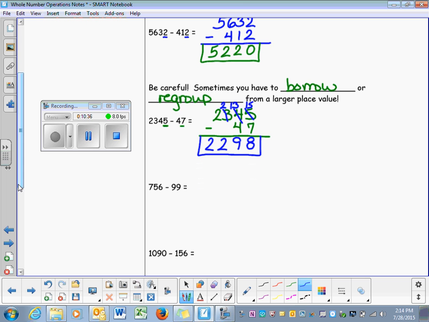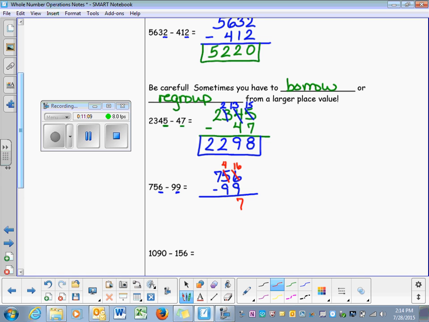For our next problem, 756 is in the ones place, minus 99, that last 9 is in the ones place. So writing it from left to right. Okay. 6 minus 9. Going to have to do some borrowing here. So I'm going to take away from the 5 and add 10 to the ones. 16 minus 9 is 7.